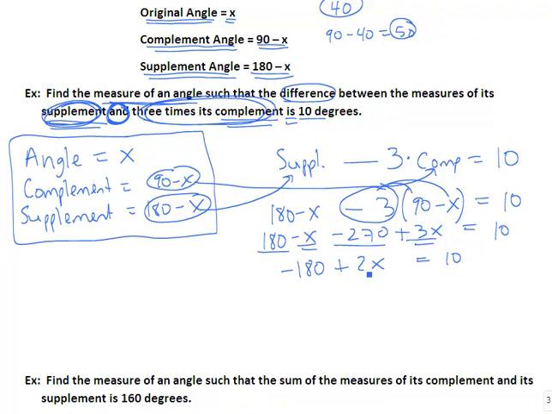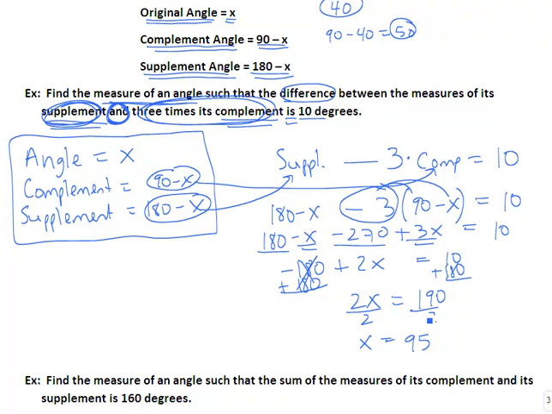X is on the left side, so let's get the numbers on the right side. So I'm going to add 180. So I have 2x equals 10 plus 180, which is 190. Divide both sides by 2, and we get x is 95.